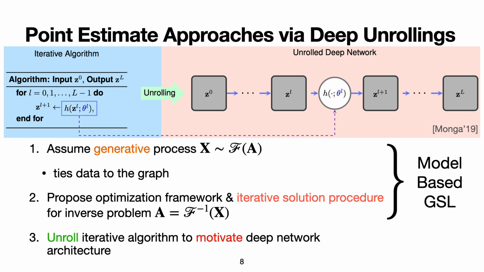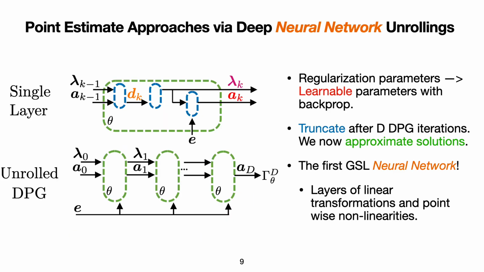If you look at the figure on top, on the left, we have some iterative algorithm. These are our DPG iterations. We repeatedly apply some function here called h. By unrolling it, we mean we associate an iteration in the iterative algorithm with a layer in a deep network. Importantly, we truncate after a finite number of steps. We don't necessarily run to convergence, but we truncate after what we say is D steps.